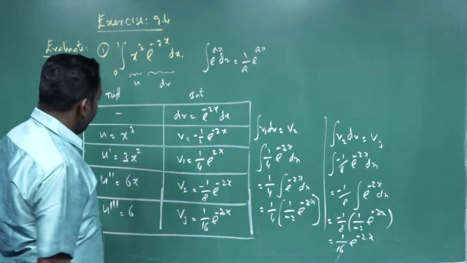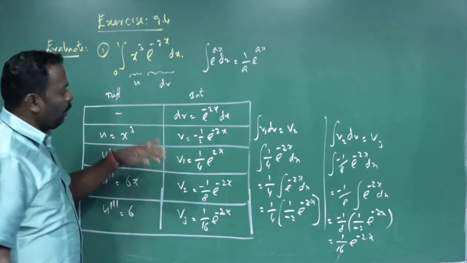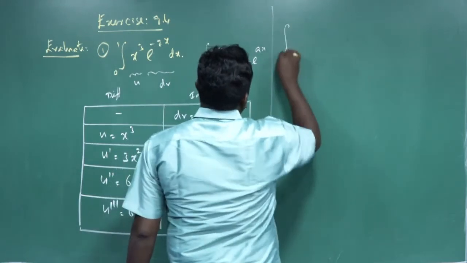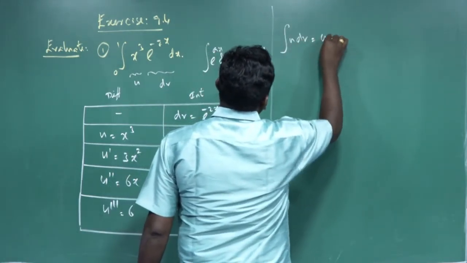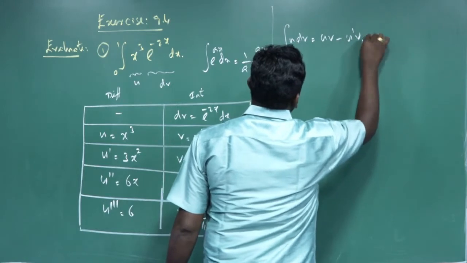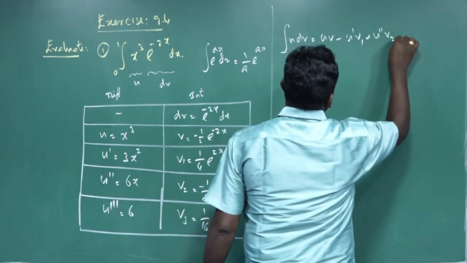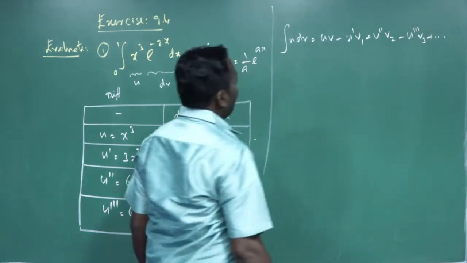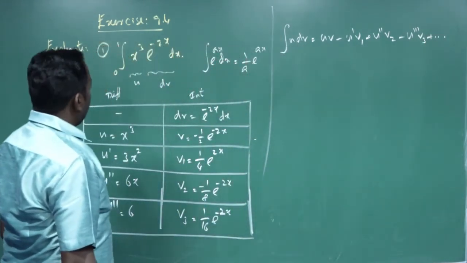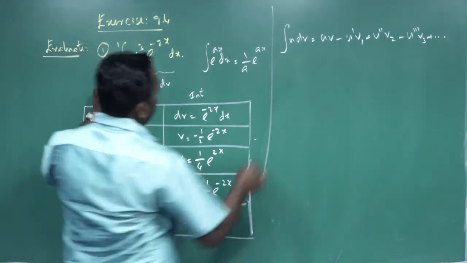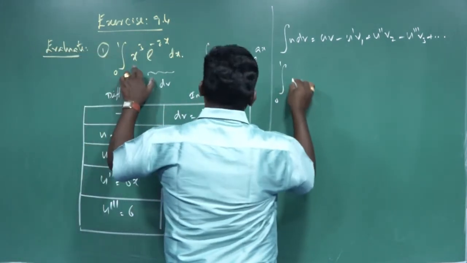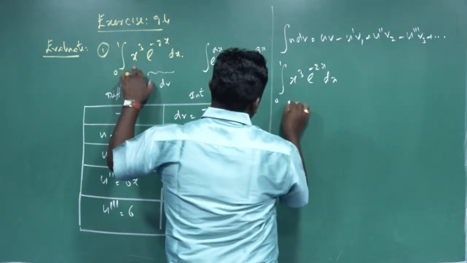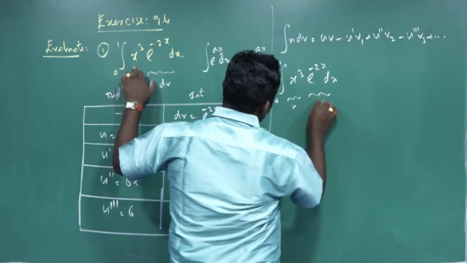Now we have obtained all the terms. Now we have to apply Bernoulli's formula. What is Bernoulli's form? Integration of u into dv is equal to uv minus u dash into v1 plus u double dash into v2 minus u triple dash into v3 plus, etc. That is the general form of Bernoulli's formula. Now here the given integral is 0 to 1, x power 3, e power minus 2x into dx, where this one is called u and this one is called dv.